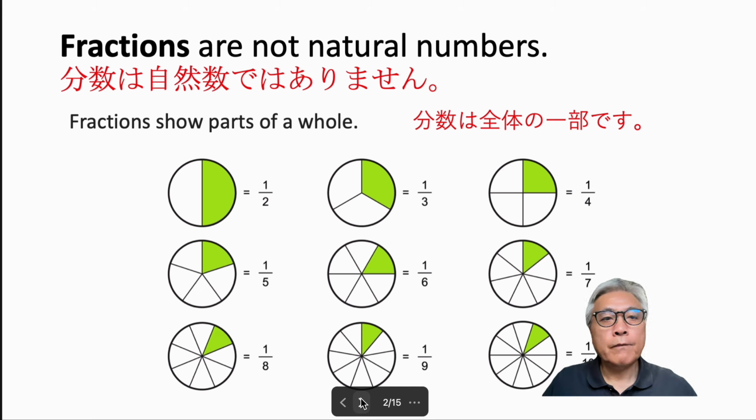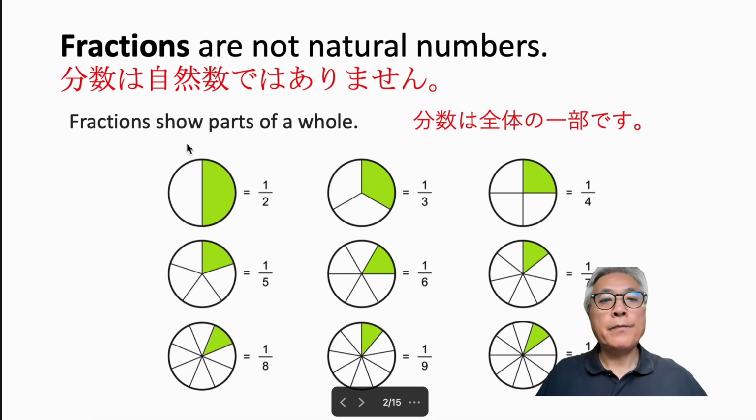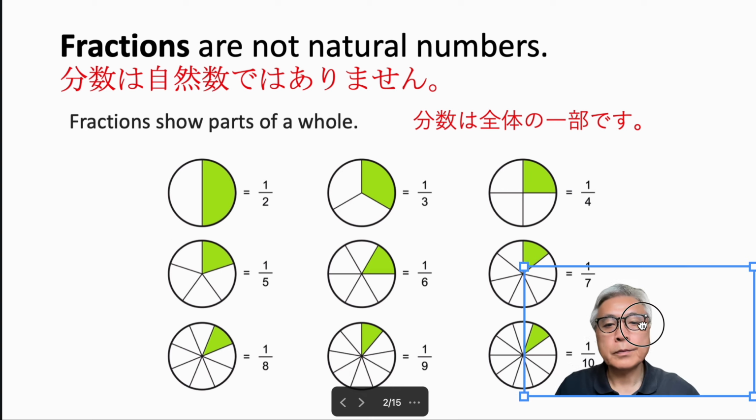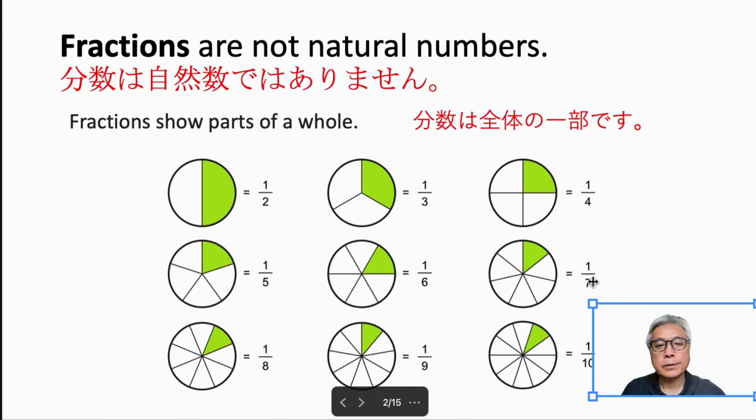Okay. Fractions are not natural numbers. 分数は自然数ではありません。分数です。Because fractions show parts of a whole. ホール全体の一部部分のことを fractions というふうに言っています。So, like this diagram shows a half of the whole.